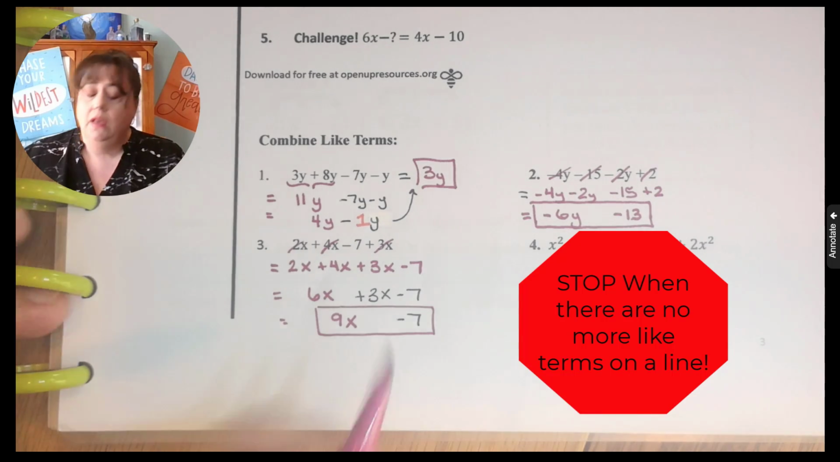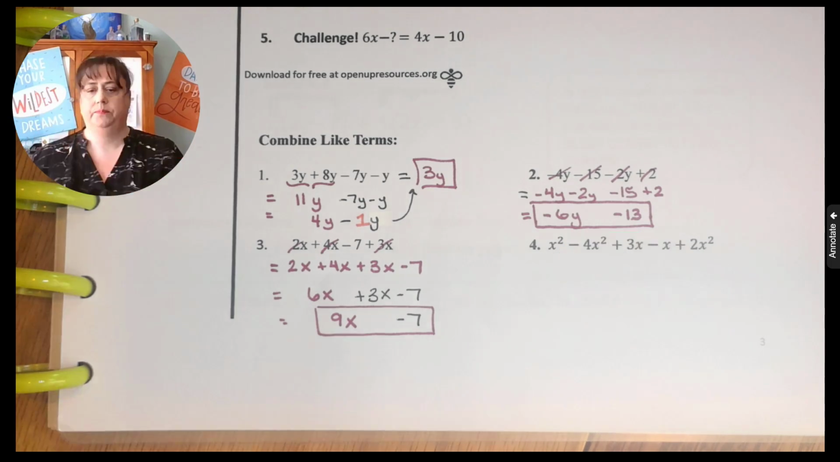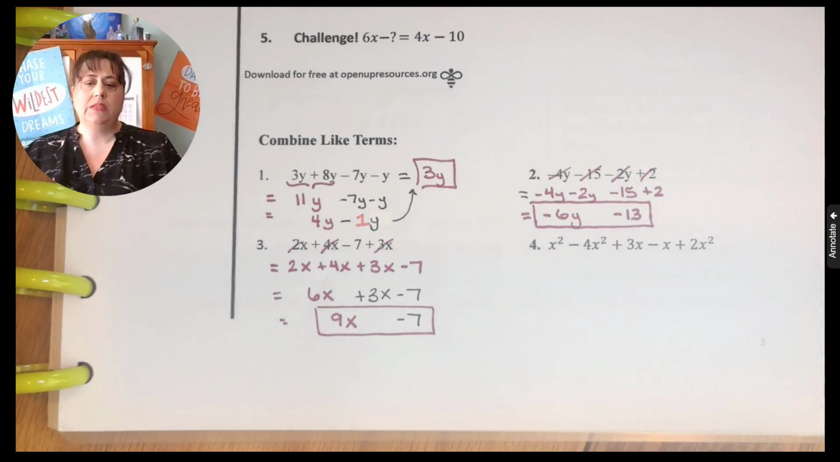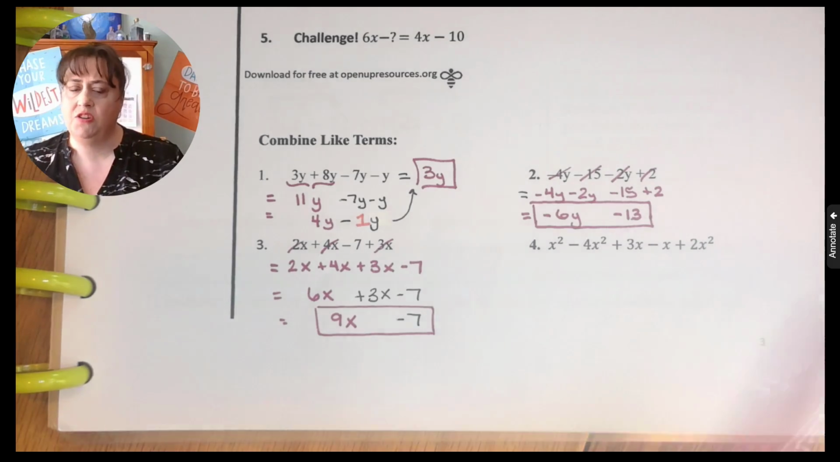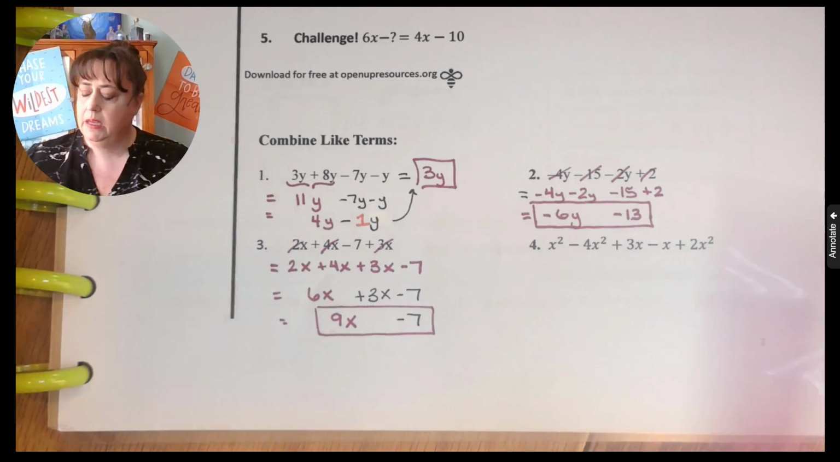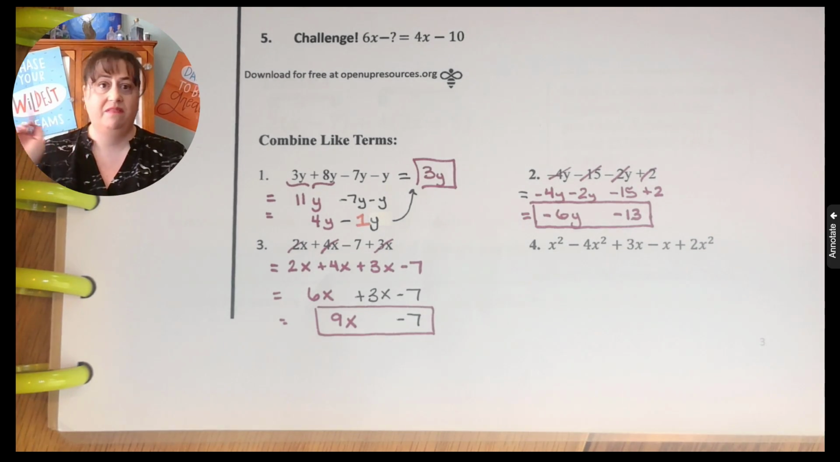We're done. So sometimes people get really confused with, am I done? Am I not done? Check your like terms. If there are no more like terms, you stop. That's it. You're done. Okay, let's look at this one. This one's confusing. All I see are x's. Makes you first think they're all like terms, but they're not, because this is an x squared and this is a 3x. They're not like terms.